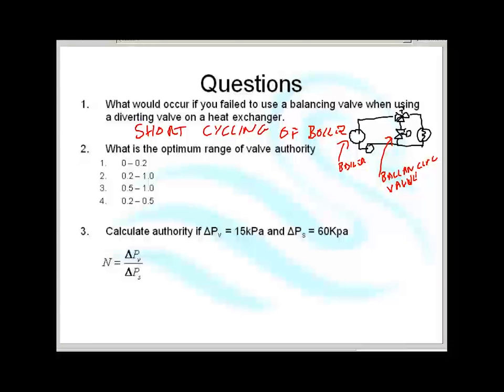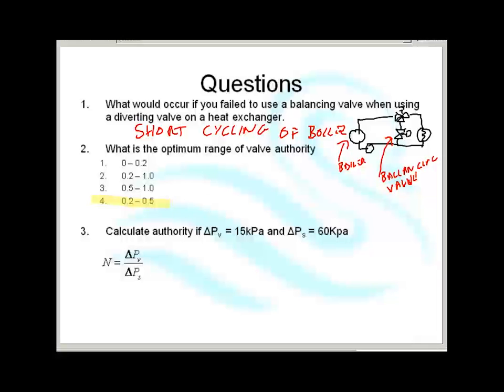Okay, second question. Optimum range of valve authority. The optimum range. Remember, we never want to go too small. So what's the optimum range? Yep. The optimum range is between 0.2 and 0.5.